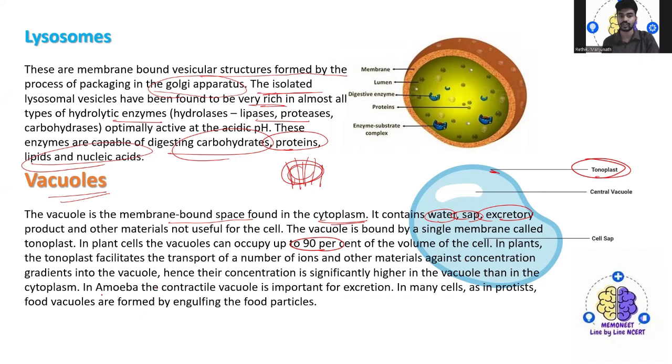Say, if you consider amoeba, the contractile vacuole is important for excretion. In many cells, the waste has to be extruded from the body, so in amoeba the vacuoles play a very important role. In many cells, as in protists, food vacuoles are formed by engulfing food particles. So this is something basic.